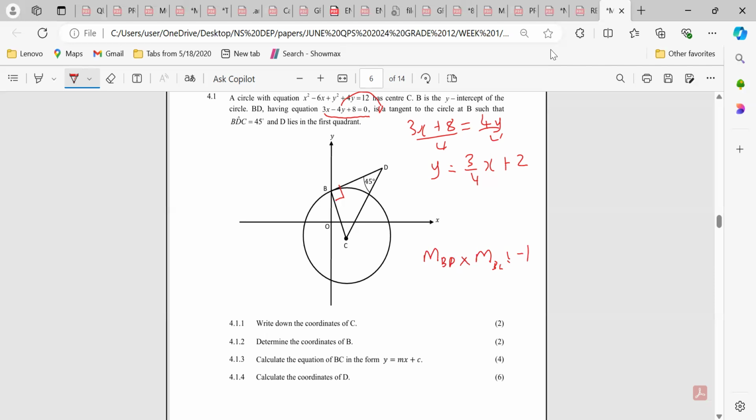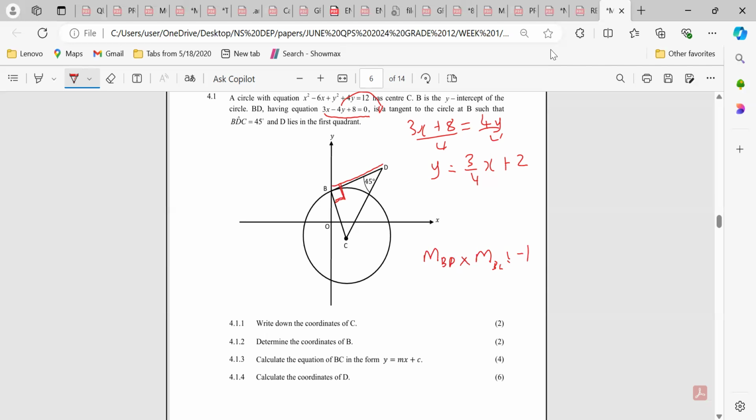So if we are given a tangent and we have a circle, what is a tangent? A tangent is the line which touches the circle only once. And then there is a Euclidean theorem: if you have a tangent and a radius, they form 90 degrees. Now, once there's 90 degrees, it means they are perpendicular.